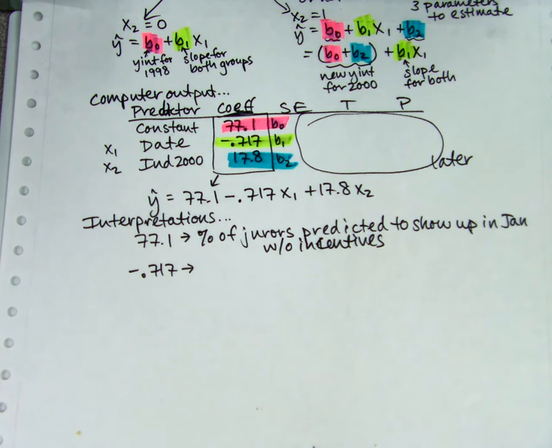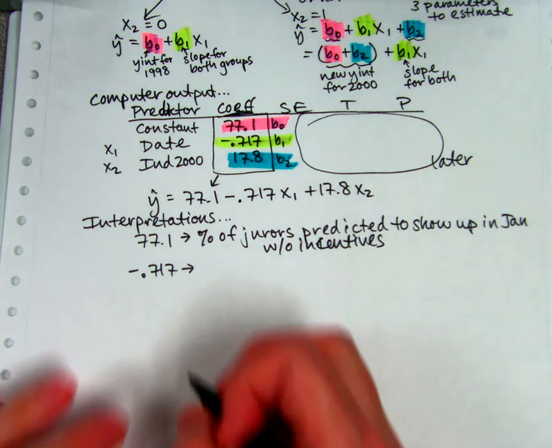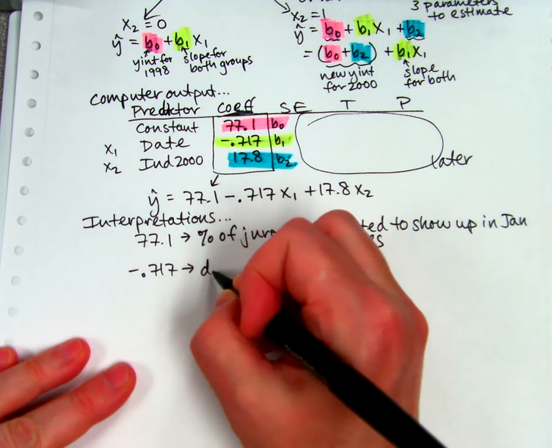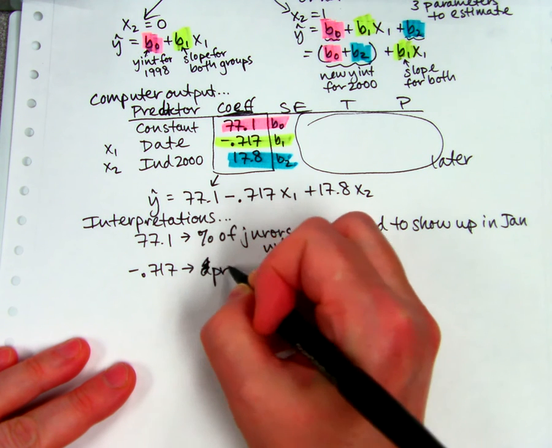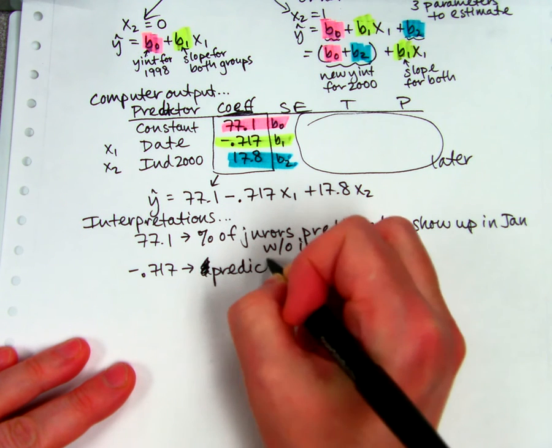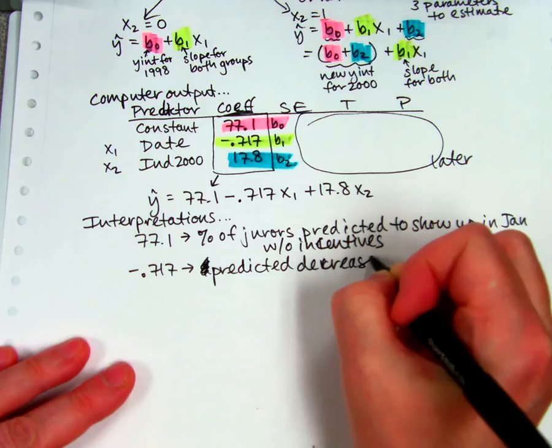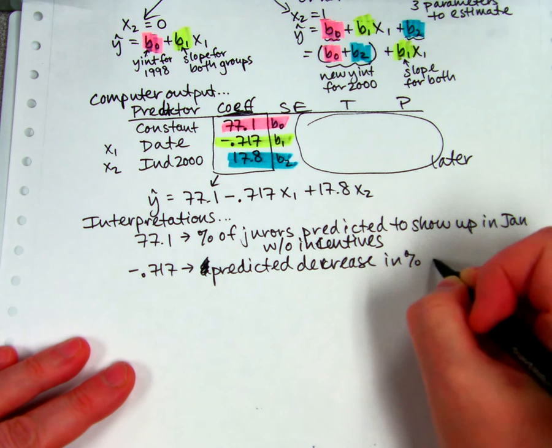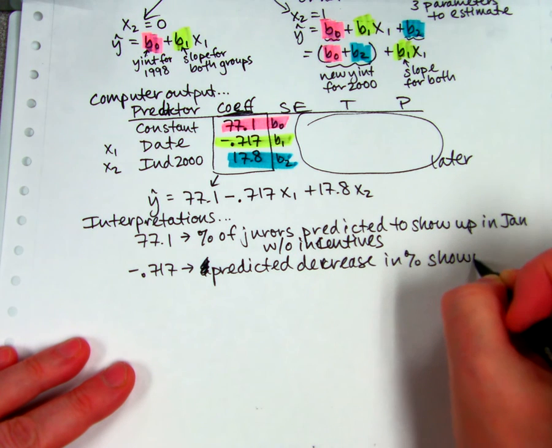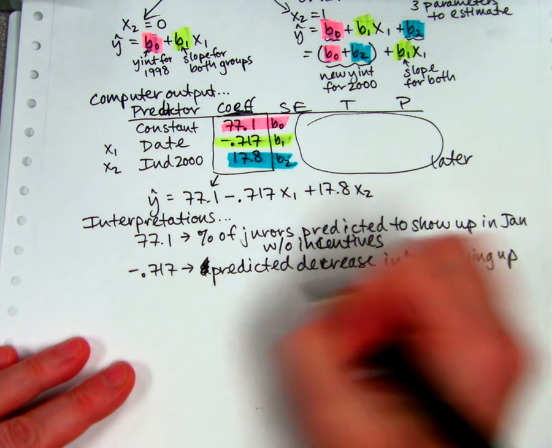Negative 0.717, what does that number mean? That is the slope. We just talked about that. The slope is the decrease per week, or the predicted decrease per week. I should be specific about that. 0.717% showing up per week.